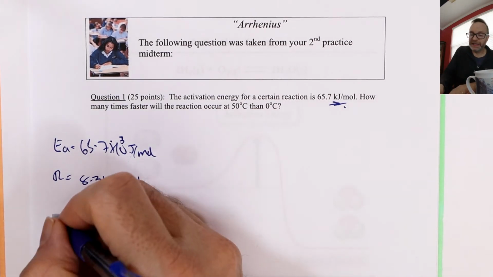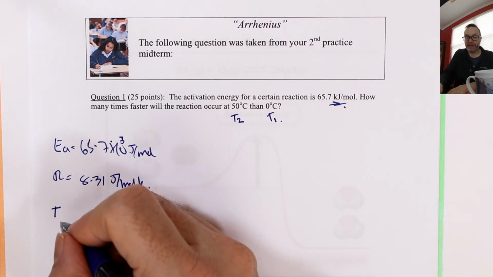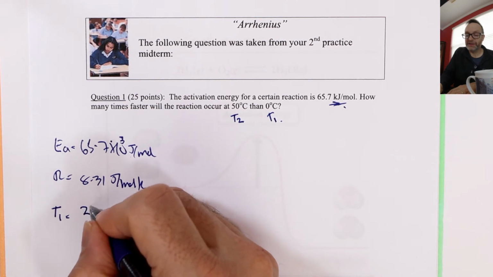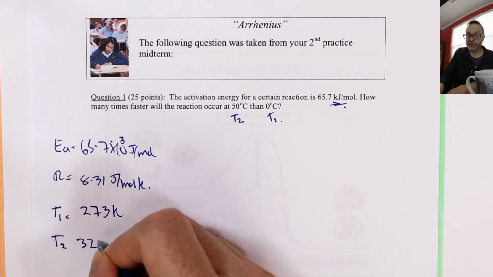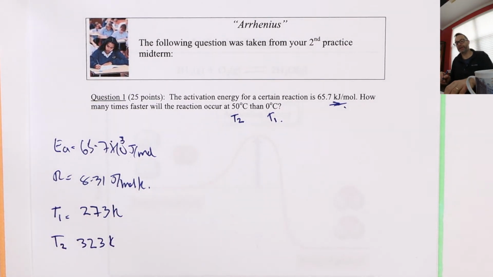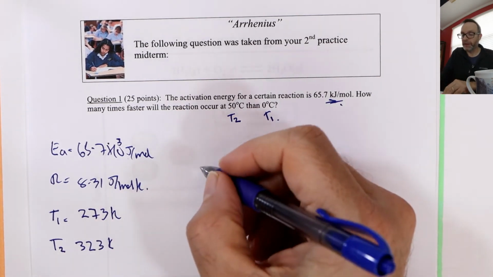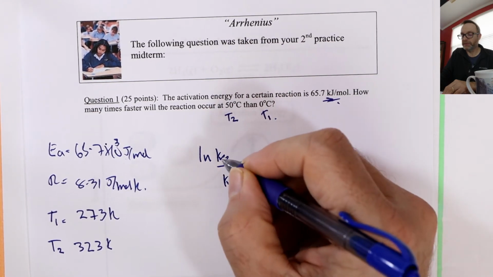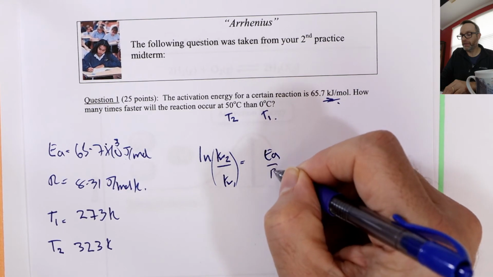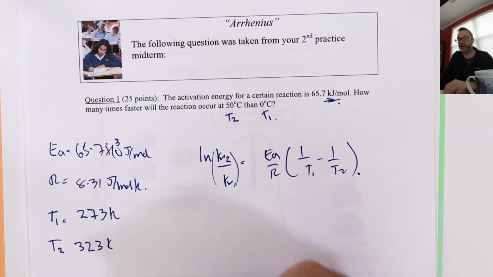Okay, and then T. Well, let's think about it. T2 is the big one. T1 is the small one. So T1 equals 0 degrees C, 273 Kelvin. T2 is the big one, 323, I think that's right. Add 50 to 273, yep. Okay, fair enough. So there's our variables defined, and the constant. So natural log of k2 over k1 equals Ea over R times (1 over T1 minus 1 over T2). Fair enough, right? And we've got our variables here.